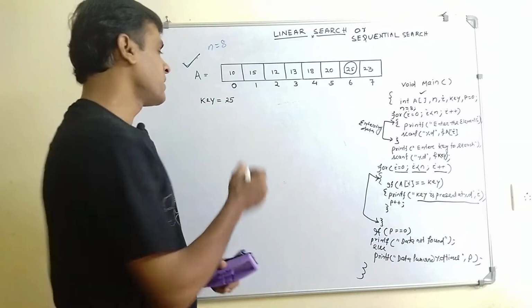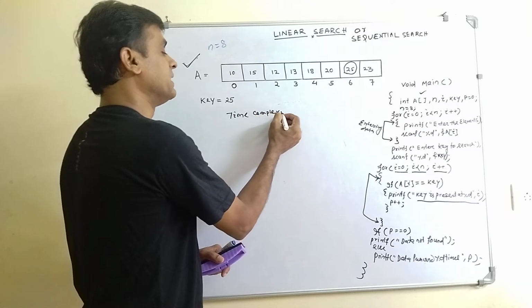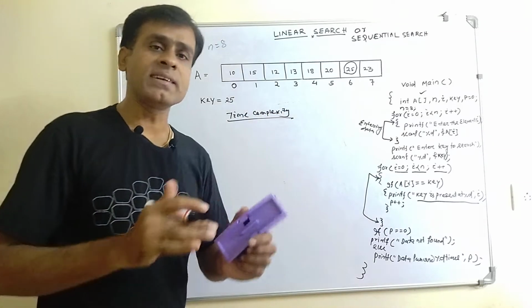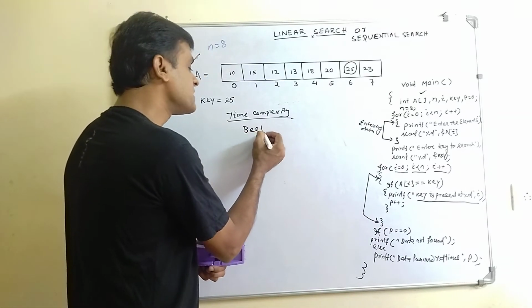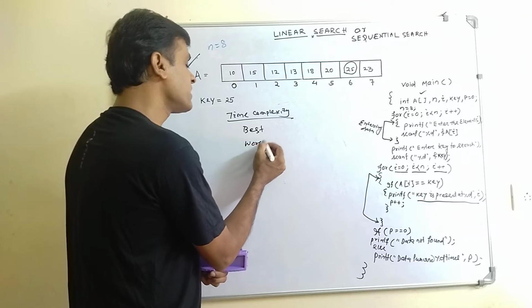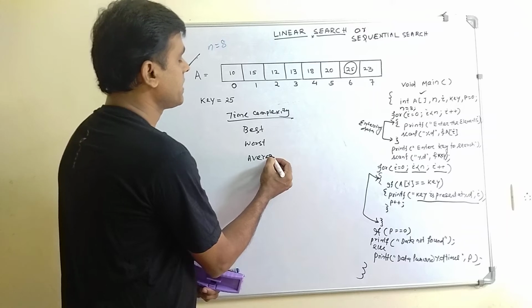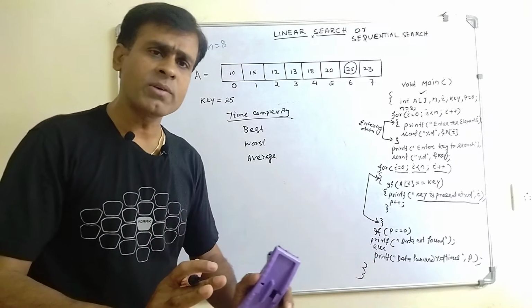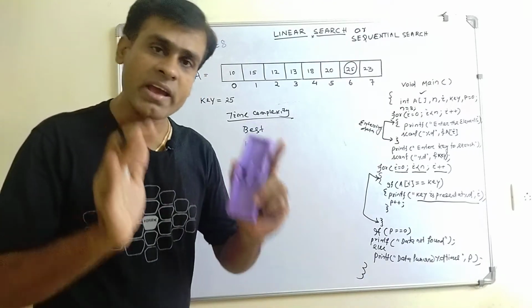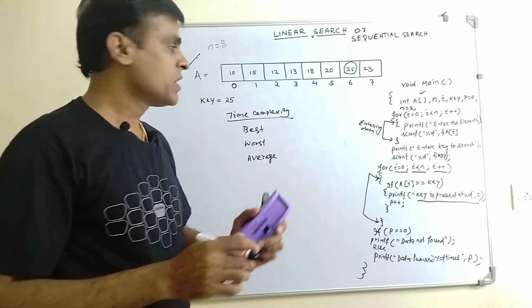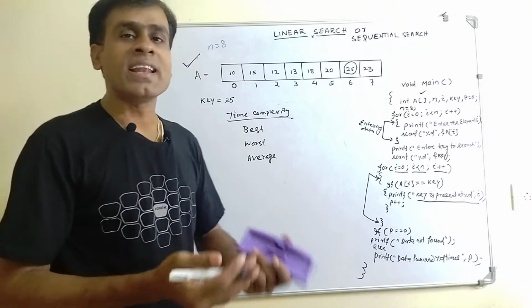Now the time comes for time complexity. Most people have doubts about what the best case, the worst case, and the average case time complexity are. So first of all, we should know what the best case, the worst case, and the average case are. Then only can you say what the time complexity is. That is called a priori analysis.